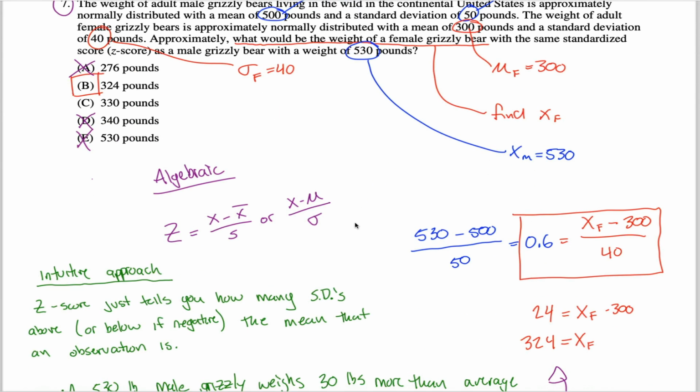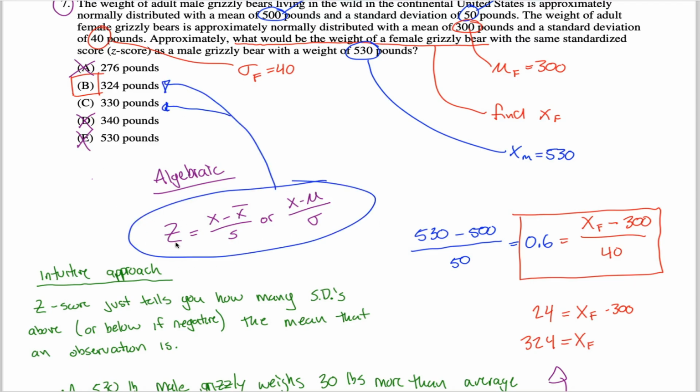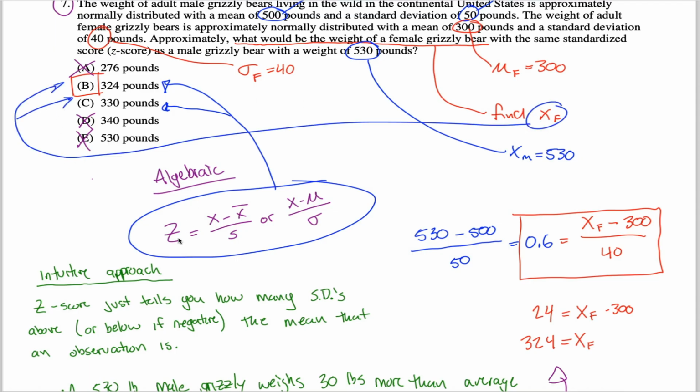I guess one more option is if you're really bad with the algebra, but you're good with this formula right here, when you've narrowed it down to two different options, you could just calculate the z-score if x sub f were 324 and if x sub f were 330. In other words, plug in these two answers here and see which one gives you the same z-score that you calculated here in blue.